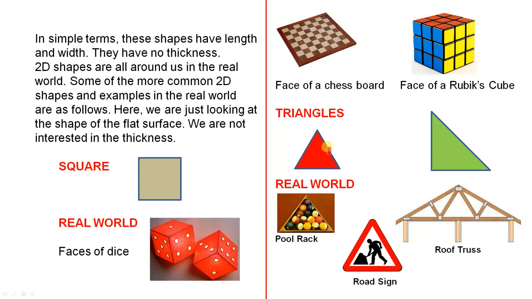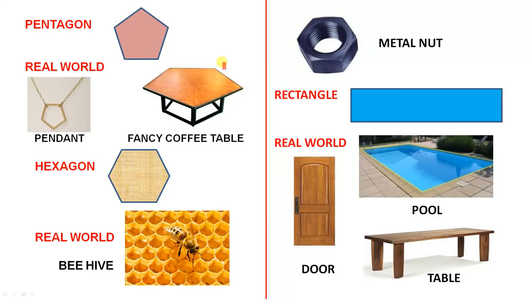Triangles. There are two examples of triangles here. Now, in the real world, we have the pool rack, the road sign, or the roof truss. They're just three examples. As far as the pentagon is concerned, that's a five-sided figure.